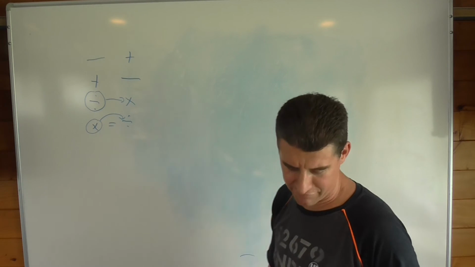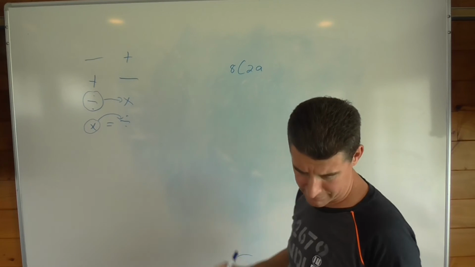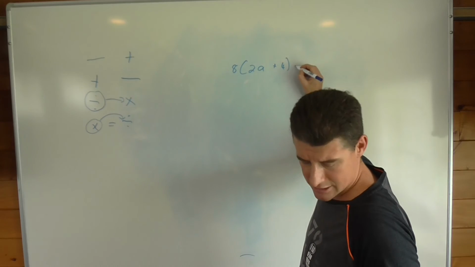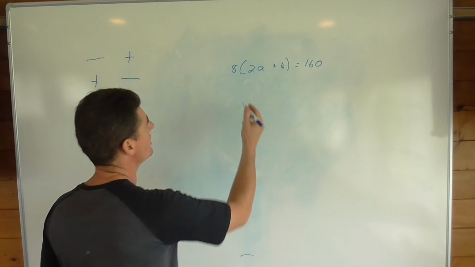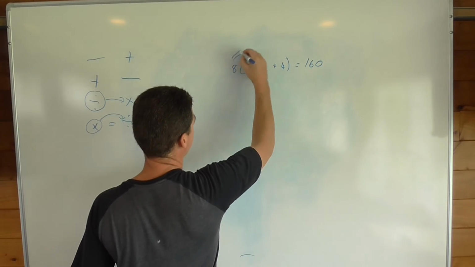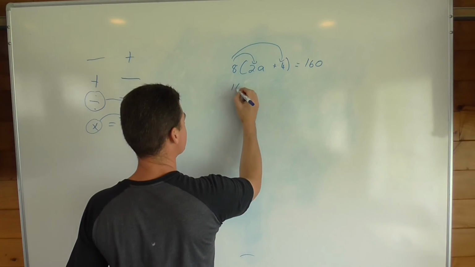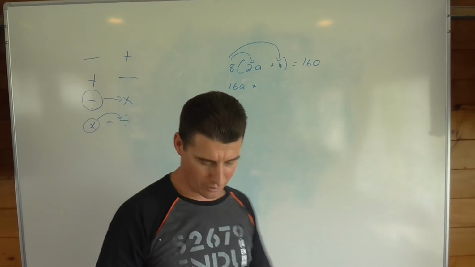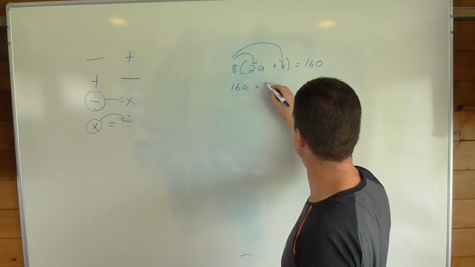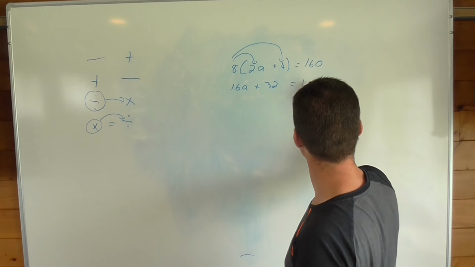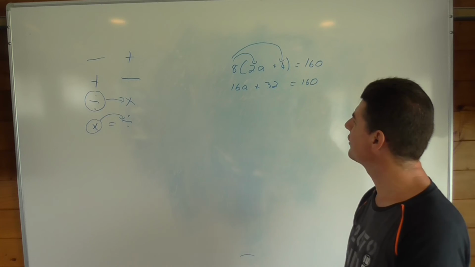Let's look at problem number 5. So it's 8 times (2a plus 4) equals 160. Okay, so now remember what we did in the first one. Now we need to multiply the 8 with that one and the 8 with that one because there's a bracket. So 8 times 2 is 16a plus 8 times 4. Oh, what's 8 times 4 now? I can't remember. I think it's 32. Yeah. Well, I hope I'm right. So plus 32 equals 160. Okay, so 16a plus 32 equals 160.